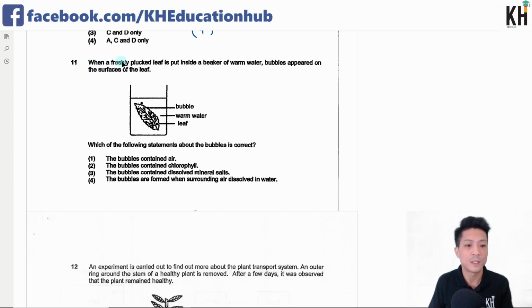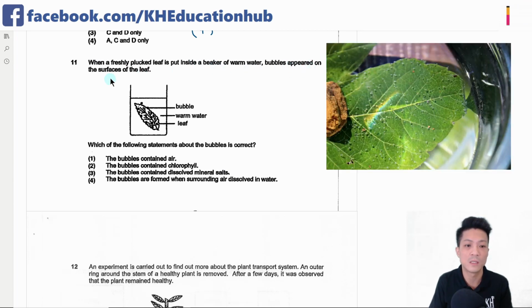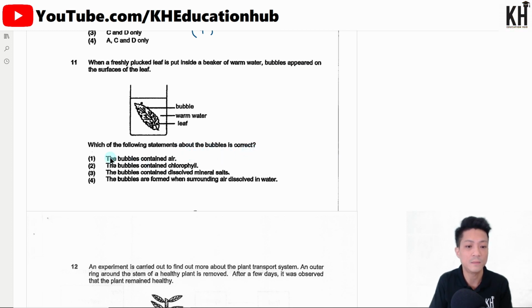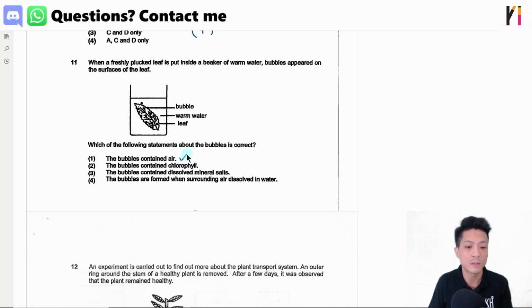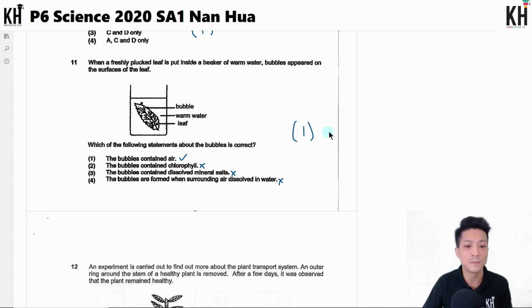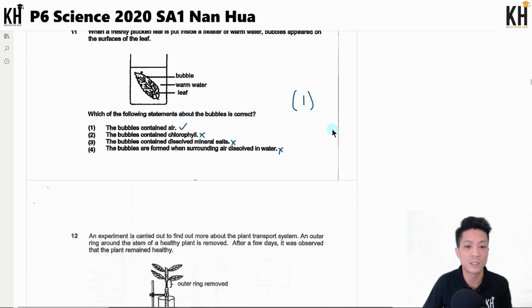Question 11. When a freshly plucked leaf is put inside a beaker of warm water, bubbles appeared on the surfaces of the leaf. Which of the following statements about the bubbles is correct? The bubbles contain air, maybe. The bubbles contain chlorophyll, probably not. Bubbles contain dissolved mineral salts, probably not. And the bubbles are formed when surrounding air dissolves in water, also probably not. So for question 11, the answer is number 1. The air comes from the leaf itself.